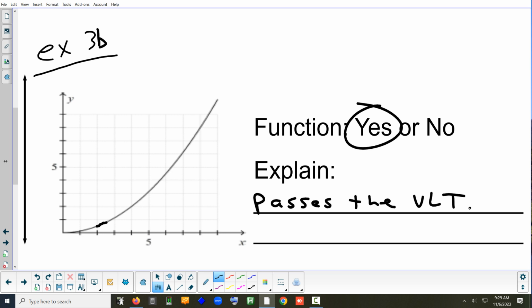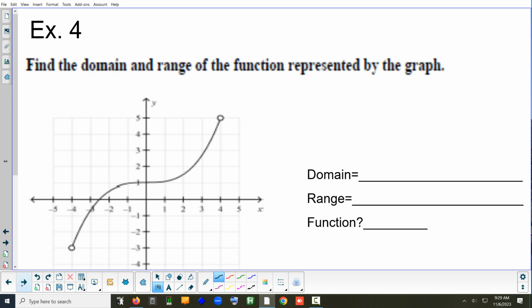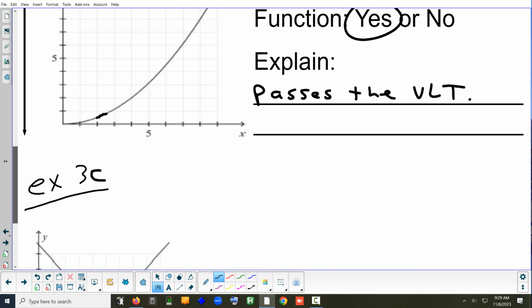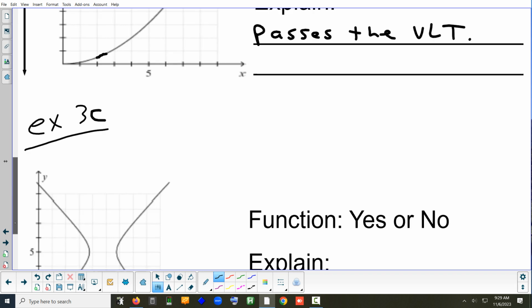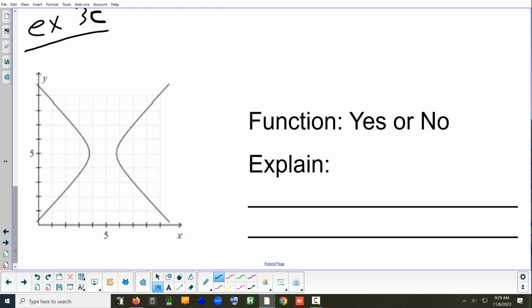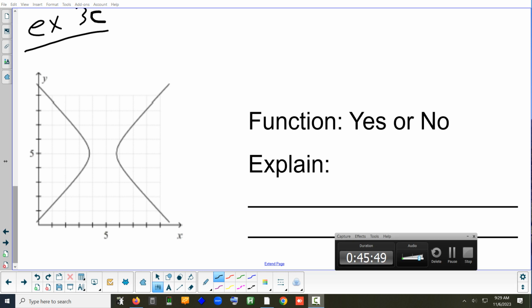Okay, so again, I know there's a lot of space on the guided notes because there are a lot of pictures. All right, why don't you guys try example 3C? Where's example 3C? Right there. So take a second, on your own, determine if it's a function or not, and then under explain, just tell me why you think what you think.